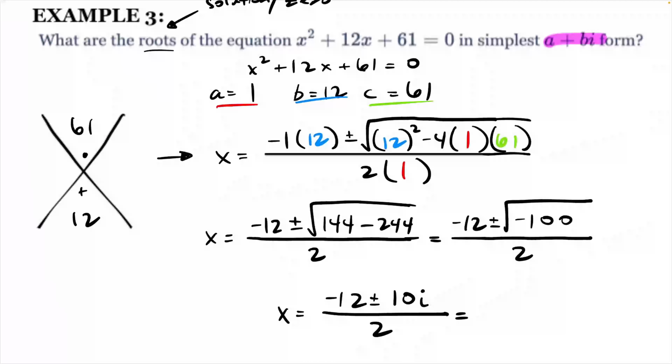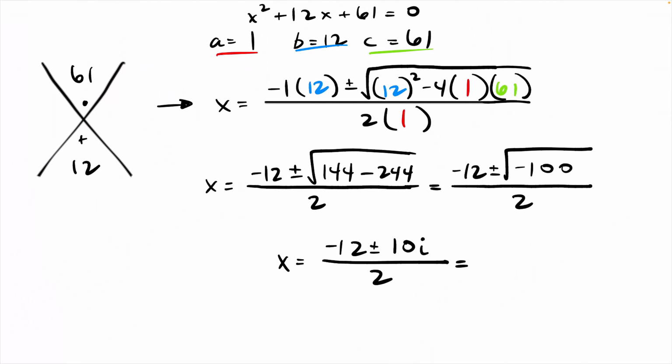Now we have a negative 12 and a 10i. What are they both being divided by? 2. Since they're sharing a 2, I'm going to give them each a 2. Your very last step: divide if you can. If you can't, reduce. So 2 goes into negative 12, negative 6 times, plus or minus. 2 goes into 10i, 5i times.